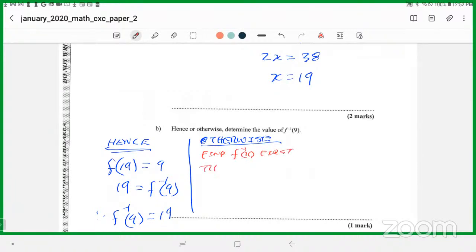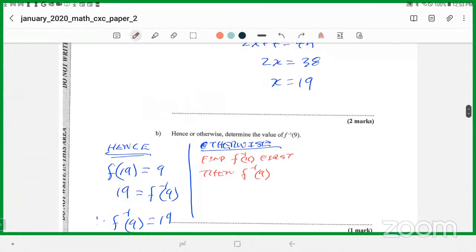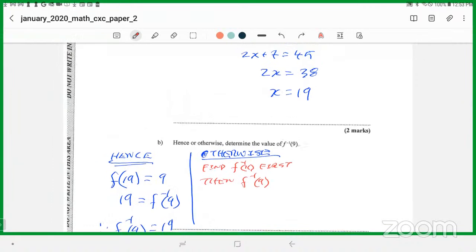Then we find f to the minus 1 of 9. So this method is really the quicker way. And see, it's only 1 mark for it, so they don't really expect you to be doing a lot of work. But people who don't know this relationship, that this can go from that to that, will have a problem realizing that the answer is actually 19. I don't even want to do it because it's 1 mark, but let's do it instead.